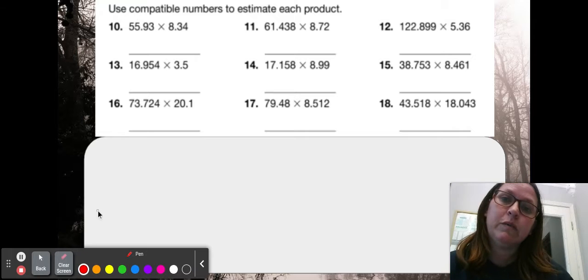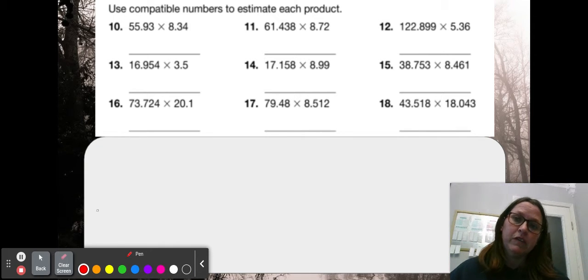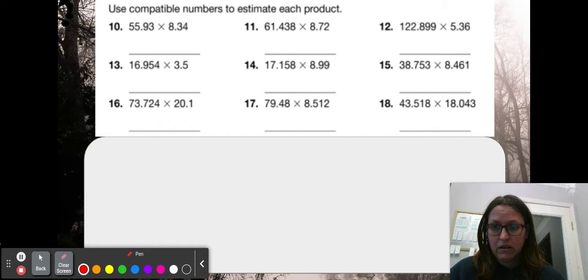This one's a little trickier. This one is compatible numbers. And with compatible numbers, I want to use numbers that I can multiply kind of easily.